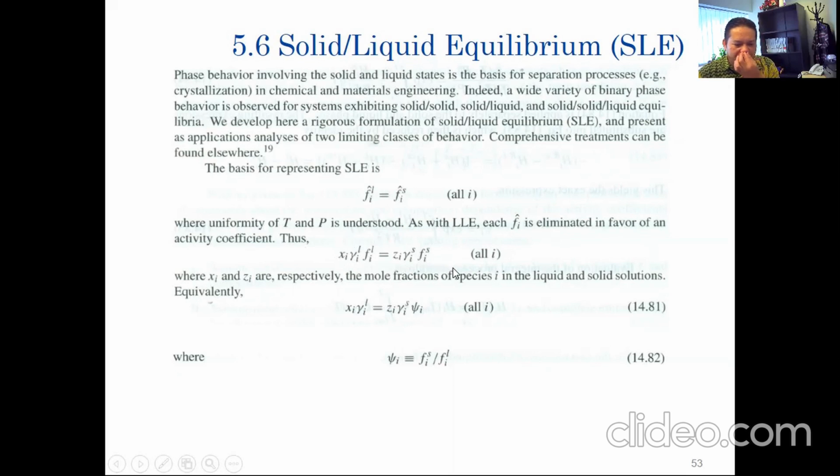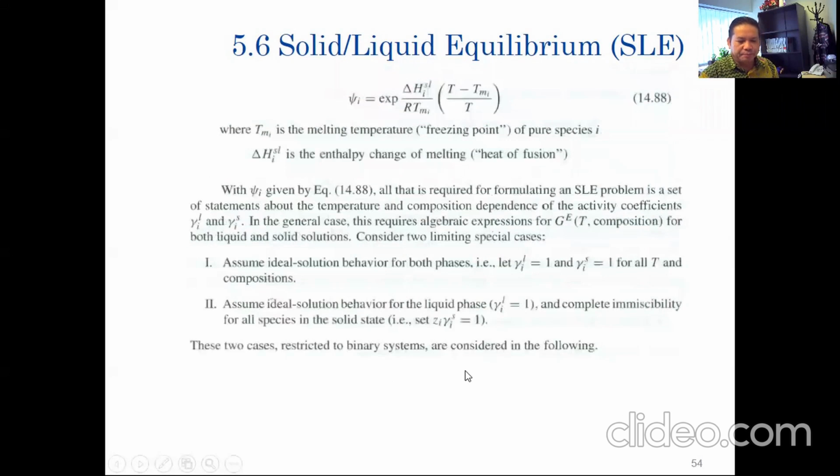We have seen this before. Where x_i and z_i are respectively the mole fraction of species i in the liquid and solid solution. So we can write it in this form here, and then we have phi, I think it's phi, phi_i here, where phi is the ratio of this.